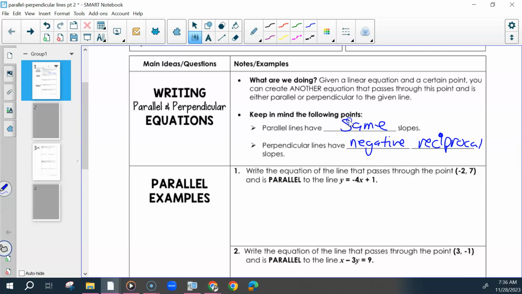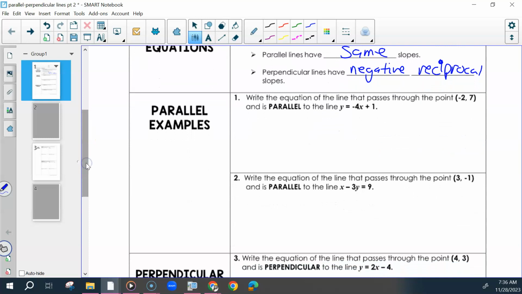In each example, it just gets a little bit harder. So this is the easiest example. If you have to write the equation of a line that goes through some point that is parallel to some equation, we know it has to have the same slope. So what we're going to do first is just cross out the y-intercept. You don't need it. It will only confuse you. If it's parallel, the slope has to be the same. So the slope of our new line would be what? -4.